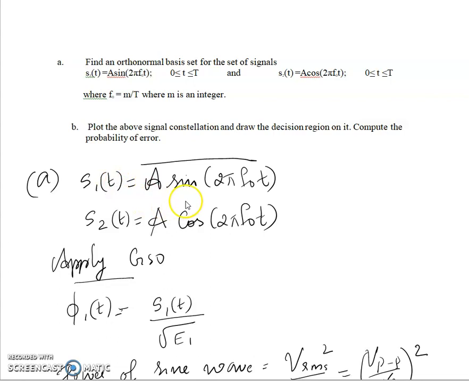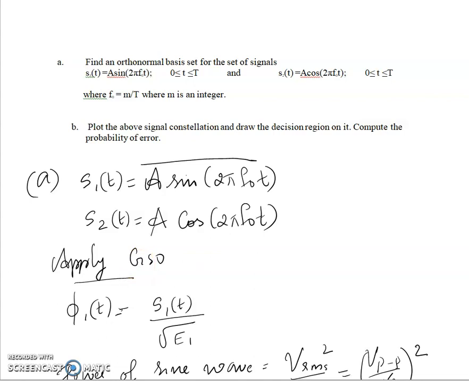So we start with the given two signals. First signal is A sin 2 pi f0 t, second signal is A cos 2 pi f0 t. From the given signals itself, you can see one is a sine function and another is a cos function. Since sine and cos are orthogonal to each other, there will be two basis functions. The first basis function will be root of 2 by T sin 2 pi f0 t, and the second basis function will be root of 2 by T cos 2 pi f0 t. It is already clear from the question itself. We can prove it by applying GSO.